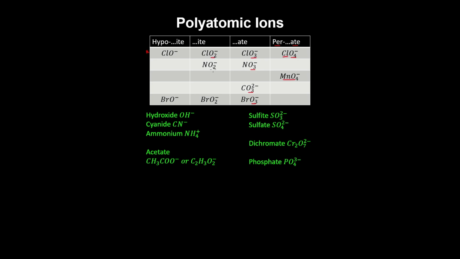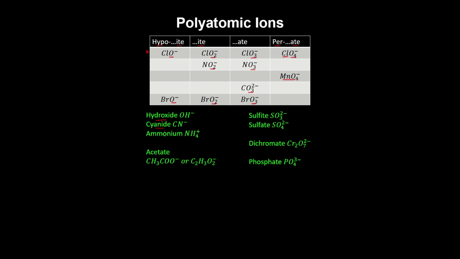And the names of the polyatomic ions with 2 oxygen atoms end with ite. So this is chlorite, nitrite, bromite. And where there's 1 oxygen atom, the name begins with hypo and ends with ite. So hypochlorite, hypobromite. And other polyatomic ions to be familiar with that don't follow these types of naming conventions are listed here.